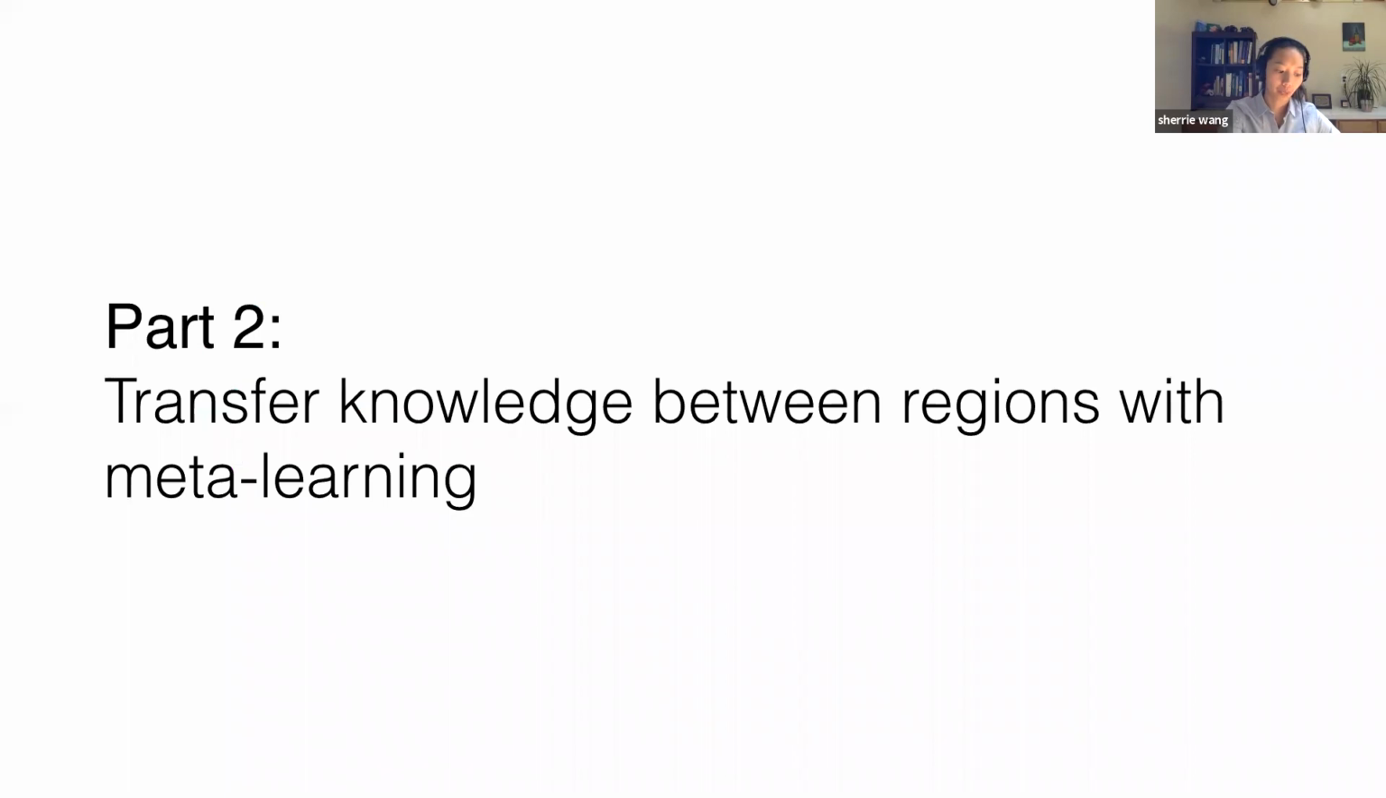Okay, so I just talked about the case where we assume we have 0 labeled data. And now I'm going to relax that a little bit and talk about the case where we do have access to some labels. So that second project is transferring knowledge between regions using meta-learning. And it's motivated by the fact that even though we don't have a lot of labels in low-income regions, we do have a lot of labels in high-income regions, which we just saw in the US.